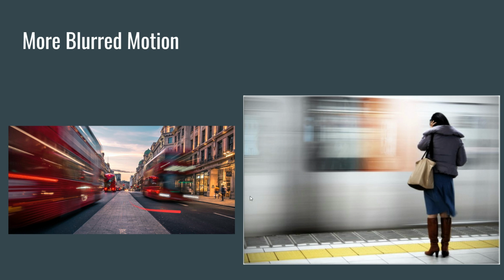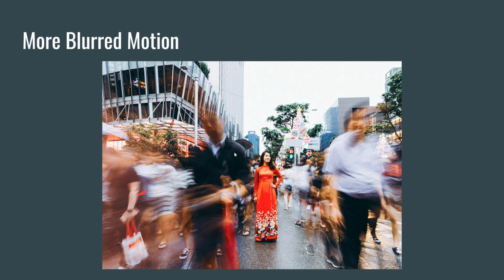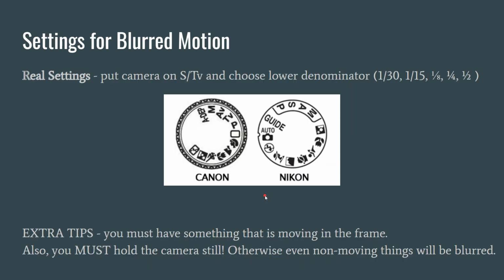Here we have, the buildings aren't blurred because they're not moving, but the buses are. She's just standing there, probably on her phone, and the ground is not moving. So they are not blurred, but this is blurred motion. Here, these people are walking. She's standing still. That's why they are blurred and she is not.